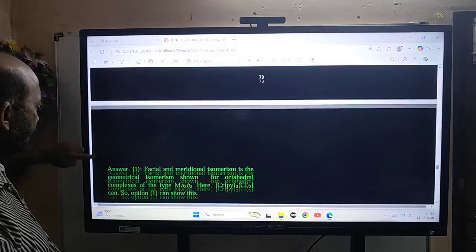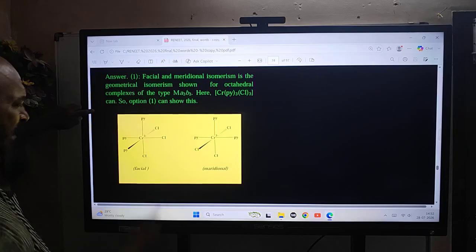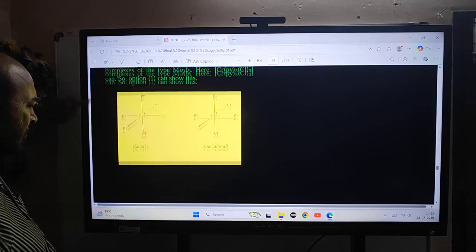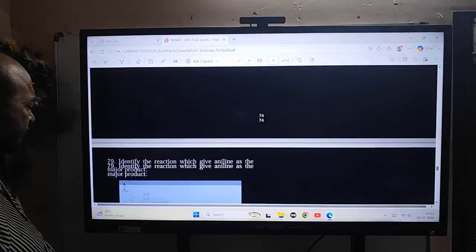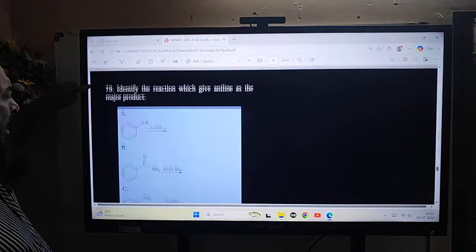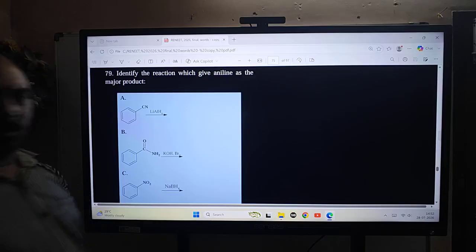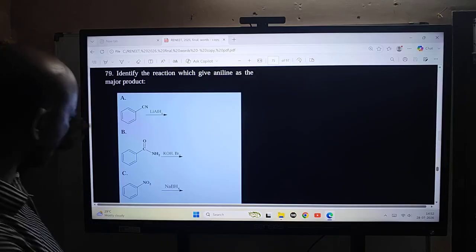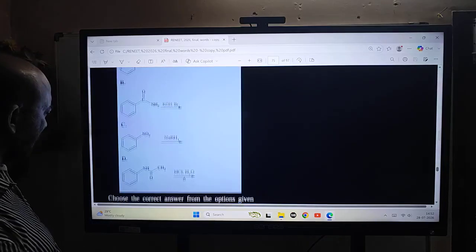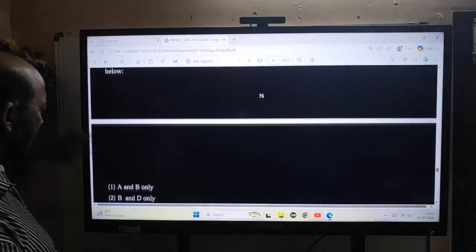The next question. Yeah, the diagram I have shown here. Identify the reaction which gives aniline as the major product. Okay, 4 are given. We will check the answer part. There things are shown clearly.